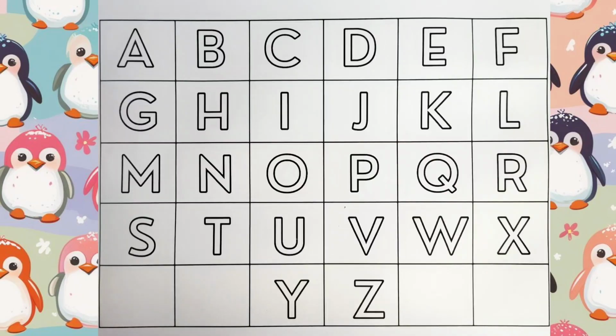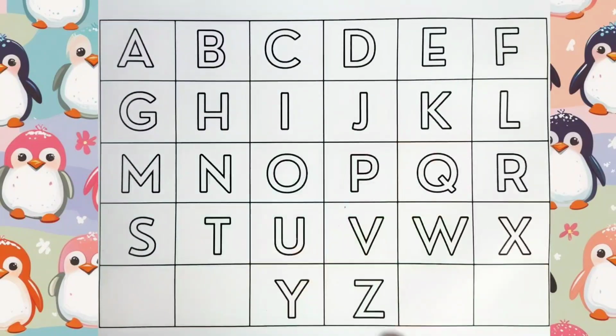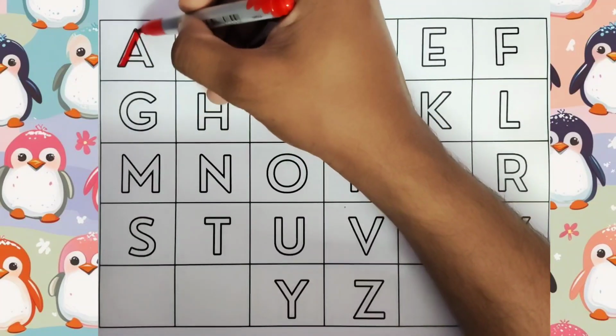Today we are going to learn the alphabets. We will be coloring all these alphabets with different colors. Let us get started. This is A. A for apple.